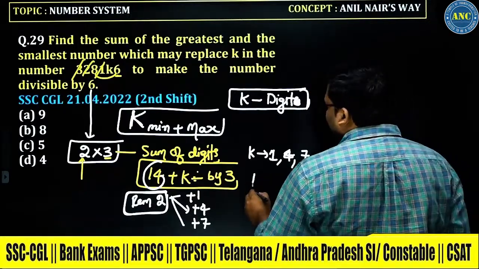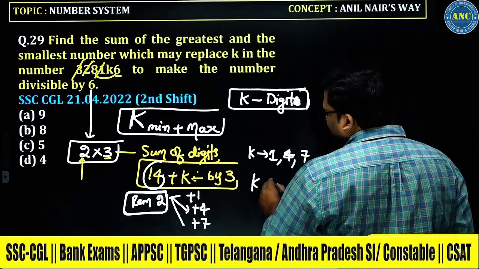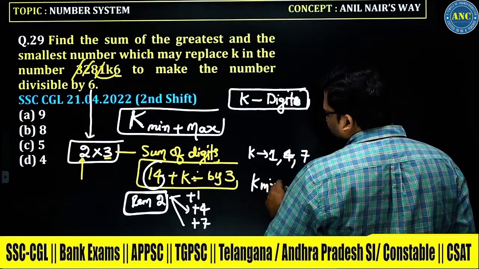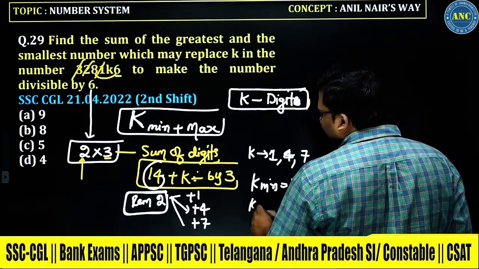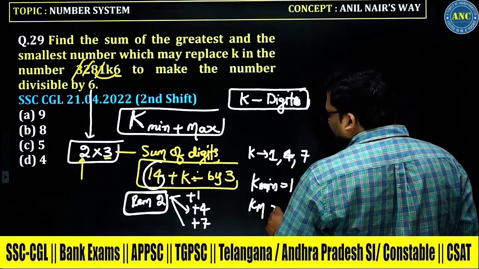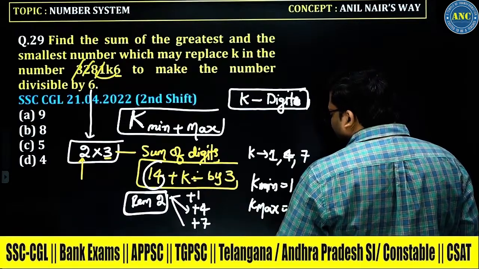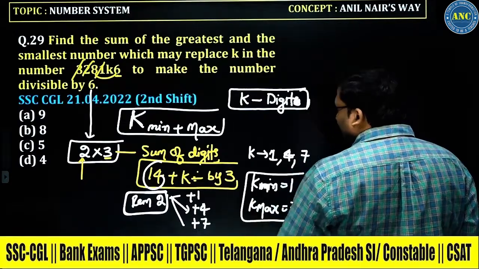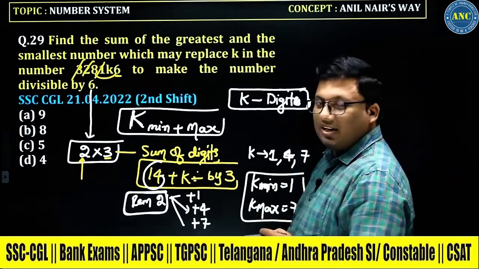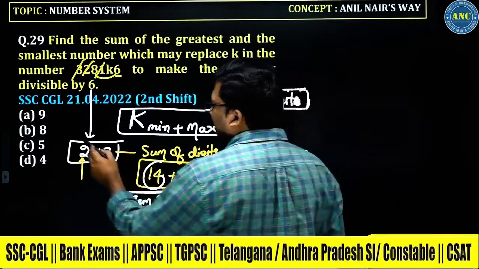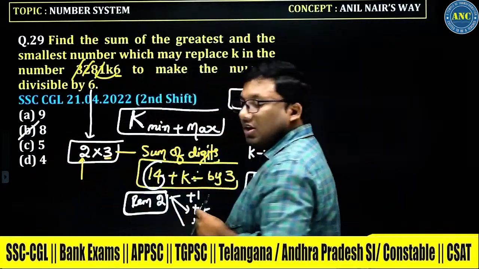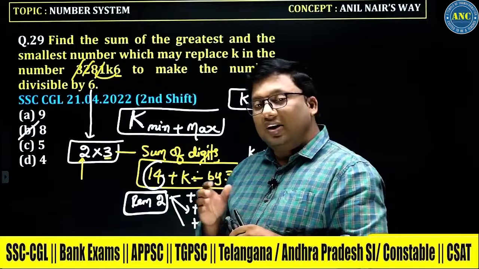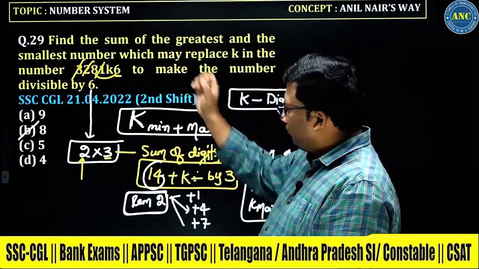So K's minimum value is 1 and K's maximum value is 7. The sum is asked: 1 plus 7, what will be the answer? 8. Very interesting question.